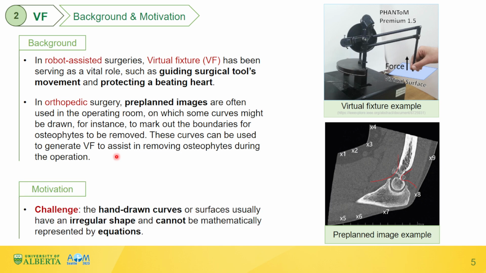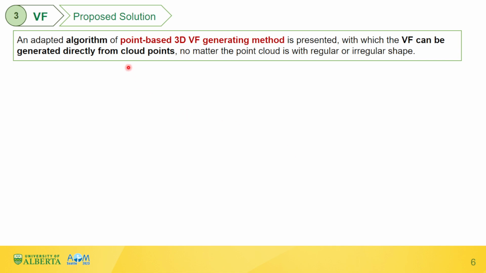A main challenge is that the hand-drawn curves or surfaces usually have an irregular shape, as shown in this figure, and usually they cannot be mathematically represented by equations. Motivated by this challenge and inspired by Ryden's work, an adapted algorithm of a point-based 3D VF generating method is presented in this study. With this method, the VF can be generated directly from cloud points, no matter whether the point cloud is of regular or non-regular shape.